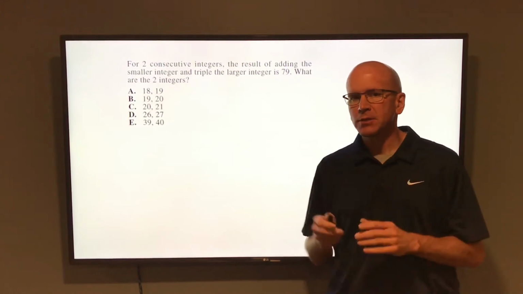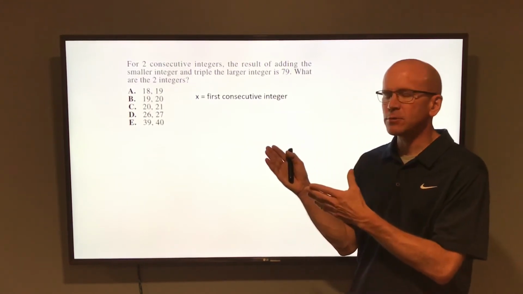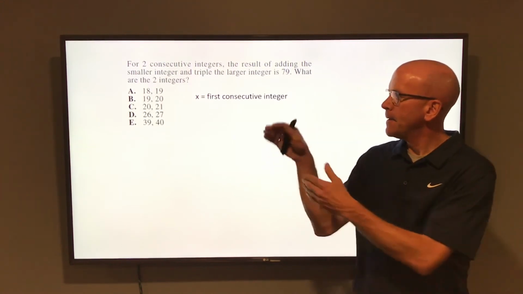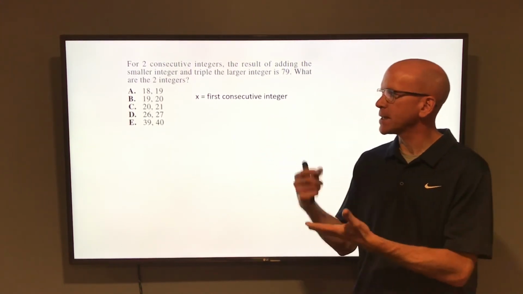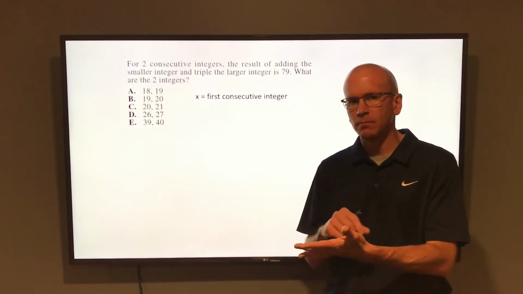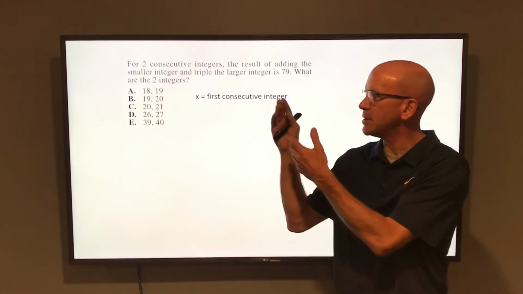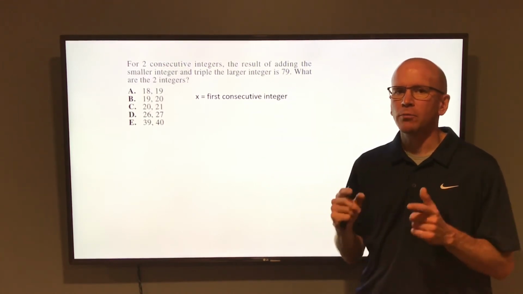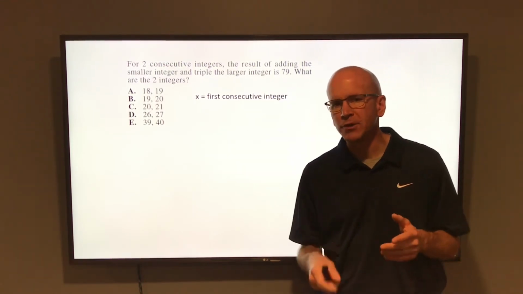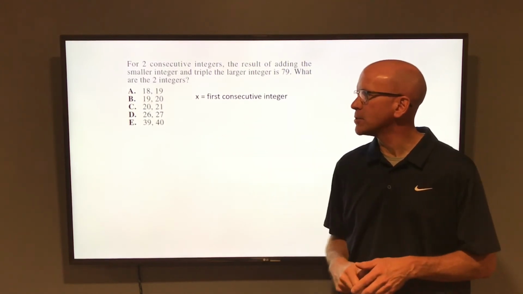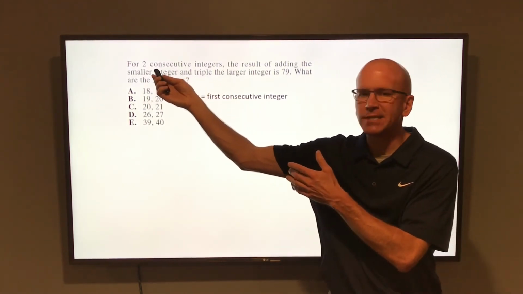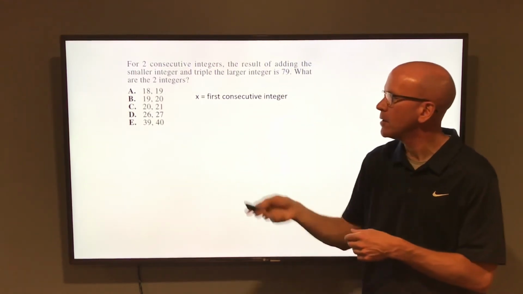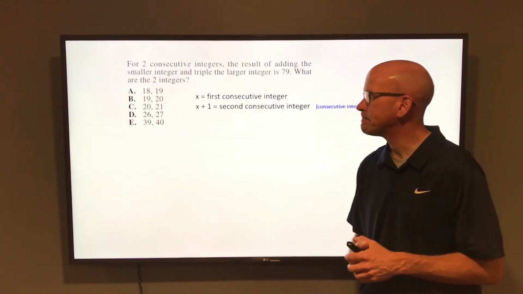I strongly suggest whenever you're faced with one like this, let x equal the first one and then go from there. A lot of times people, first thing they want to do is grab their calculator and start typing in numbers or combinations until they get a pair that meets this criteria. Don't do that. You're much faster, more efficient if you simply let x equal the first, and then in this case, since we're dealing with consecutive integers, that means they're in a row, one after another. The second one would be x plus 1.